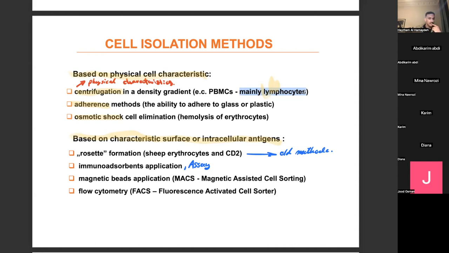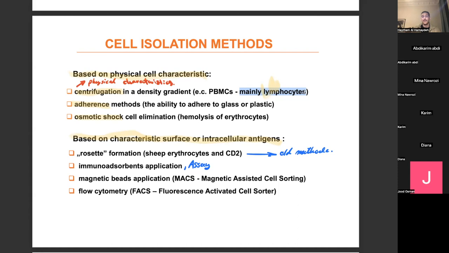Yes, in the three parts here, I'll explain. Okay. And then last one, osmotic shock cell elimination. We are shocking specific cells, in this case, hemolysis of erythrocytes, breaking them down, and leaving the cells that we actually want to test, in this case, immune cells, to look at. So we're killing erythrocytes and looking at the white blood cells.